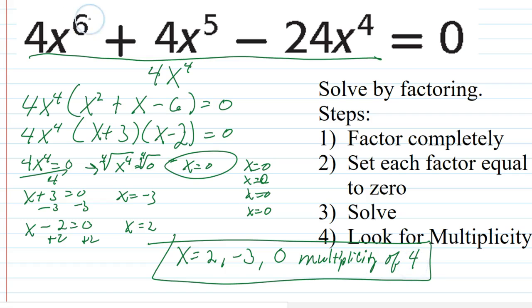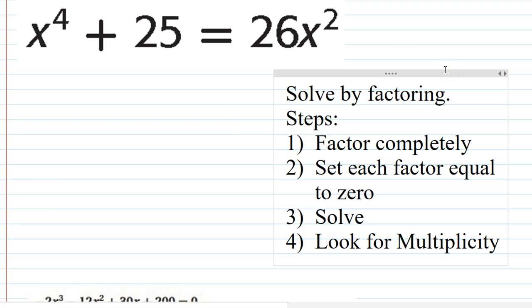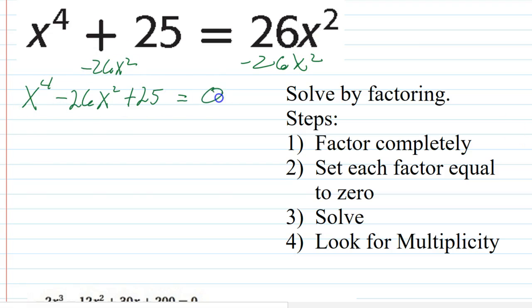Notice there's 6 answers. I have to the power of 6. That means I had 4 zeros, and then a 2 and a 3 gave me 6 answers. Last problem, factor completely. Before I can factor, I need to move the 26 over. Now that my equation is set equal to 0, I can go ahead and factor it.